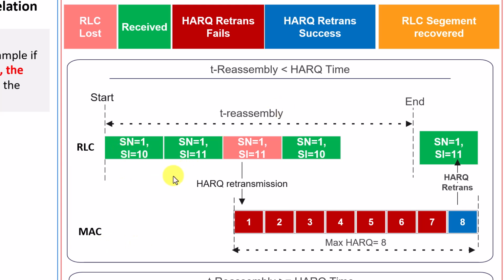So I'm assuming here you have one packet being segmented, as you can see, into four segments. So we have sequence number 1 being segmented into four segments. Green color means received. This color means it's lost. This red color means there is a HARQ retransmission. So we have the RLC layer and MAC layer.